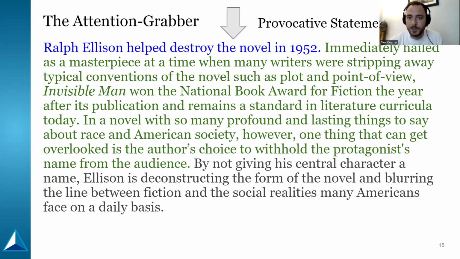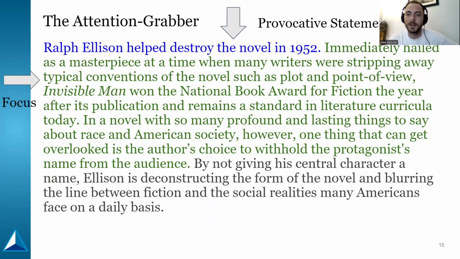Now let's look at what an attention grabber might look like. So instead of just leading in with that publication context, we are saying something provocative. We're saying, Ralph Ellison helped destroy the novel in 1952. So a reader might immediately think, what do you mean? Novels still exist? It's a statement that's jumping out and making you question things.